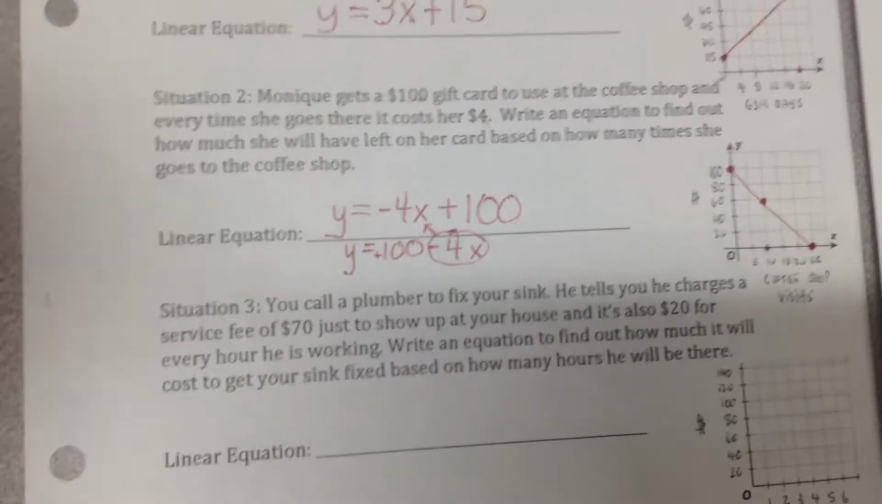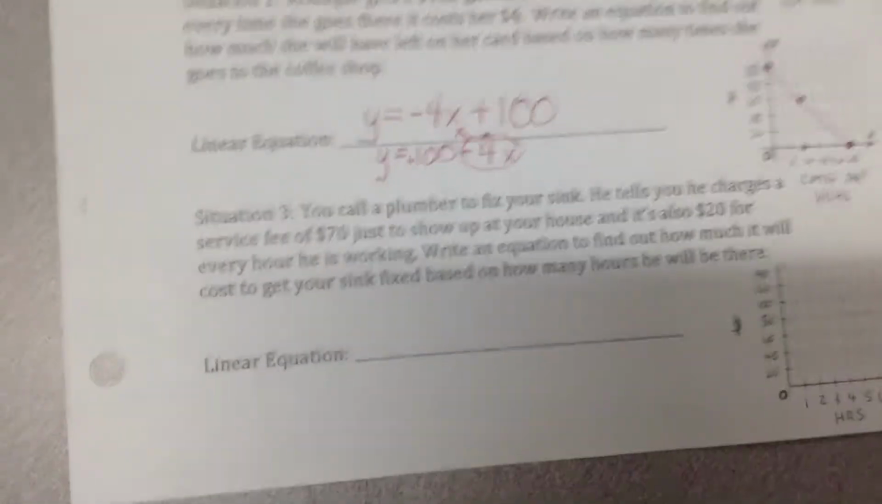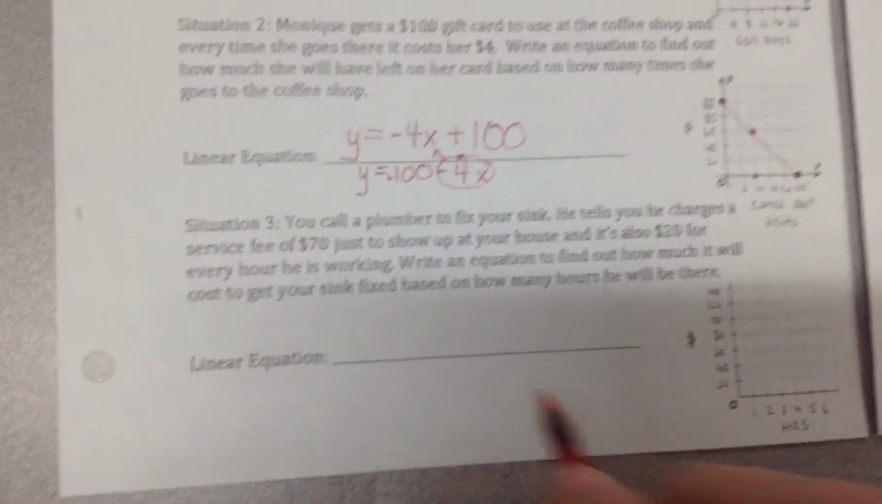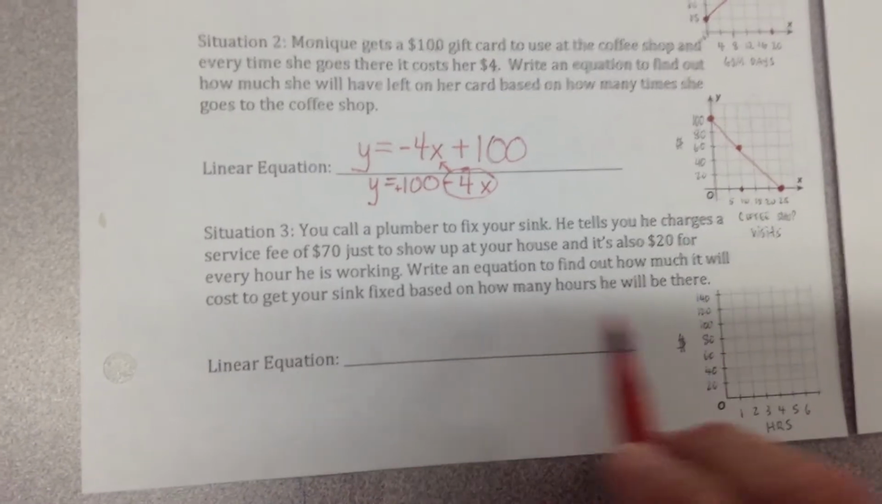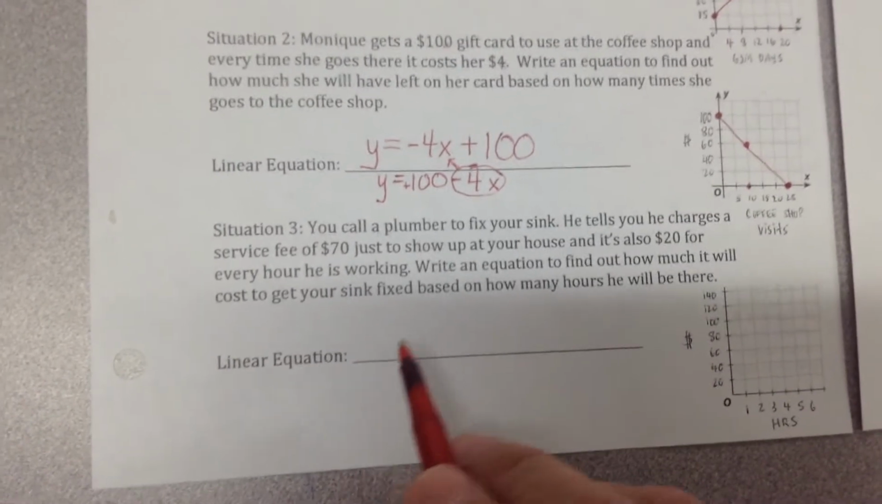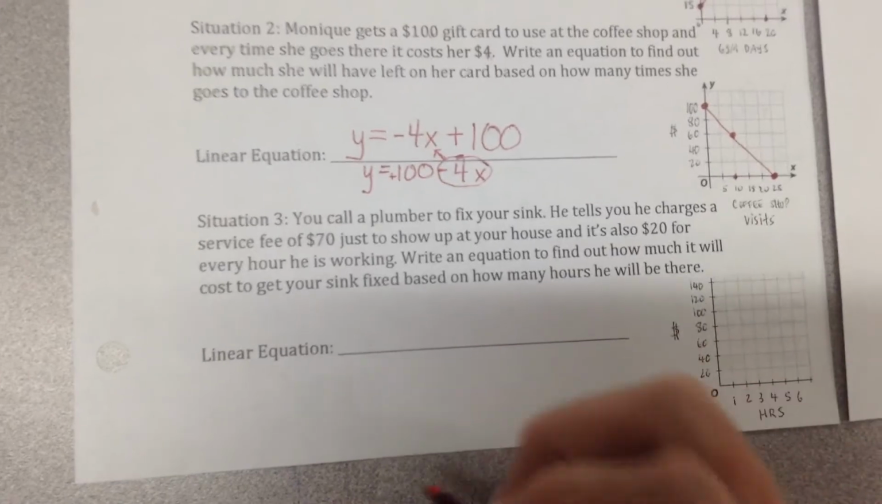So he tells you it's going to cost $70 just for me to show up at your house, and then after that, it's $20 for every hour that I work. So we're going to write an equation to find out how much it will cost to get your sink fixed based on how many hours he will be there.